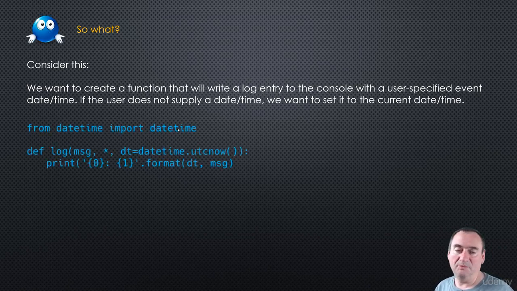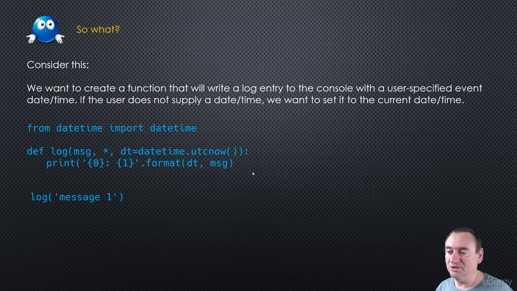First we're going to import datetime from the datetime module. That will allow us now to set the default for dt, right? So we have a log function with a message and a dt, a keyword-only argument, since we've got the star there, that is going to have a default value of datetime.utcnow, the current UTC date and time. And then we'll print the message, but we'll print the date followed by the message. So if the user provides a date, that will get printed here. If they don't, we'll grab the current time and print that out. That's what we're trying to achieve. But let's see what happens in reality.